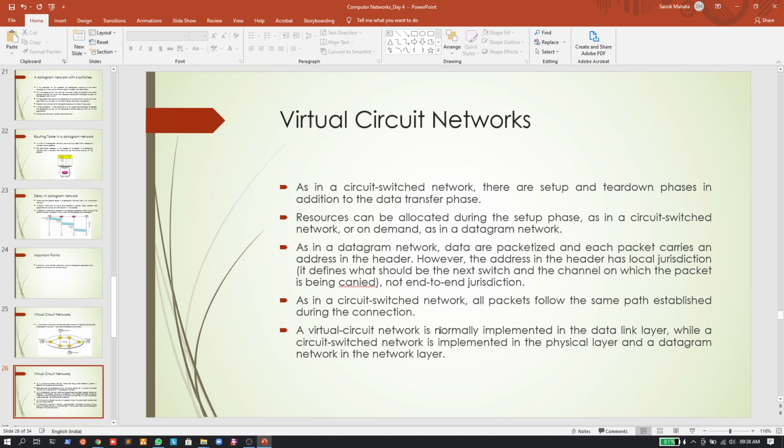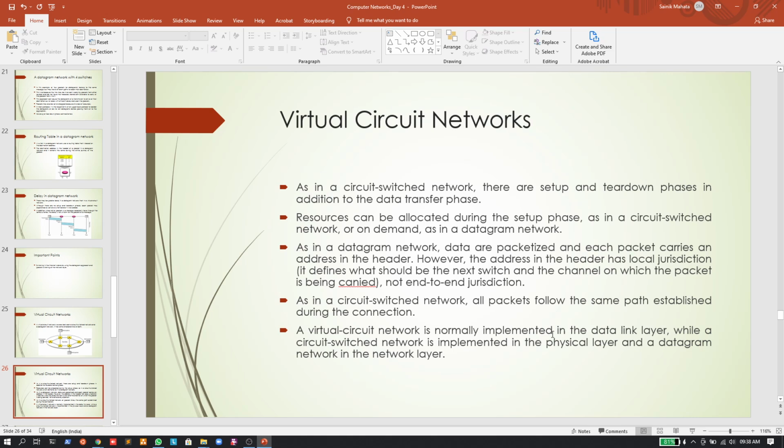And the last point: if you remember, we said that the circuit switch network was actually implemented in the physical layer. We said that the packet switching network was actually implemented in the network layer. In this case, a virtual circuit network is normally implemented in the data link layer. So just note this down: whenever we are talking about circuit switching, it is implemented in the physical layer. Whenever we are talking about a packet switching network, it is implemented in the network layer.